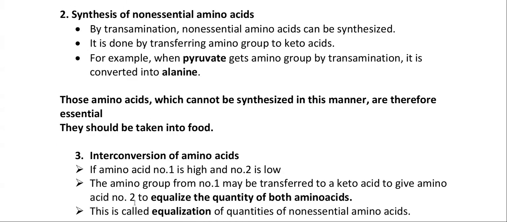Interconversion of amino acids. If amino acid number 1 is high and number 2 is low, the amino group from number 1 may be transferred to a keto acid to give amino acid number 2 to equalize the quantity of both amino acids. This is called equalization of the quantities of the non-essential amino acids.